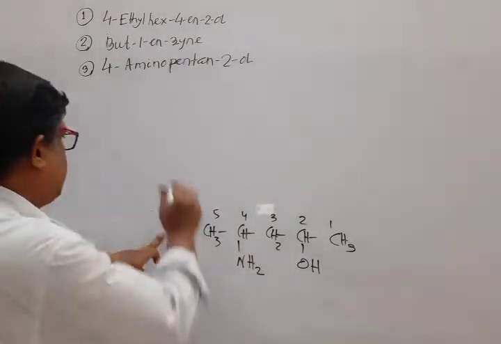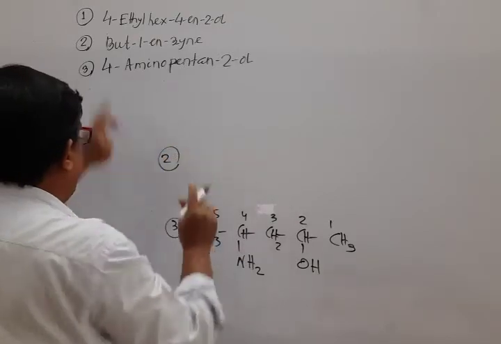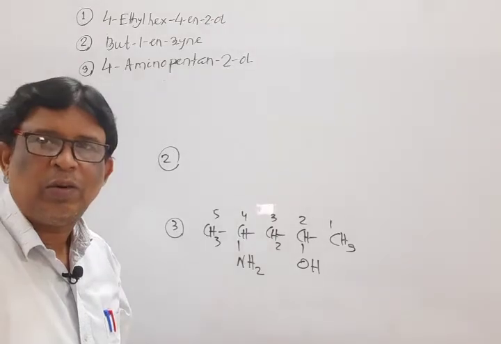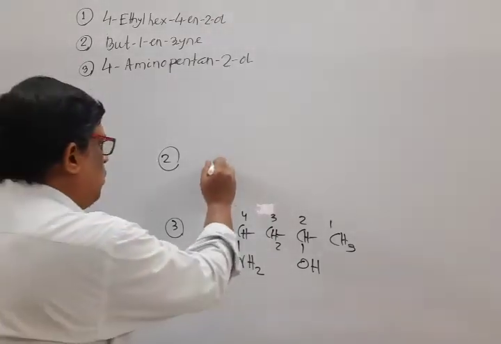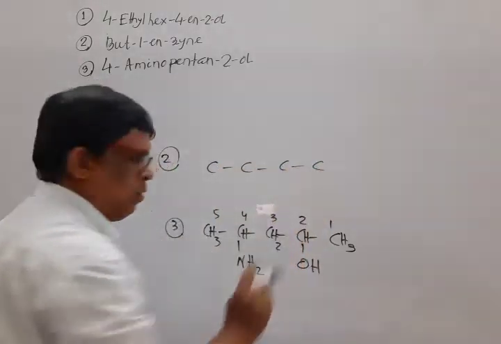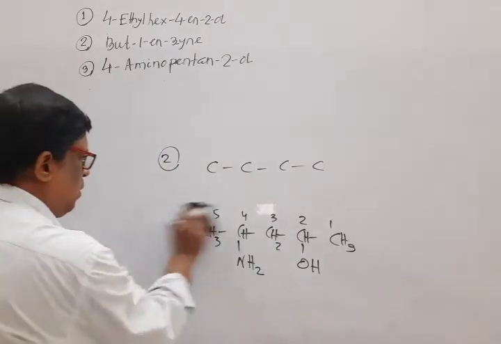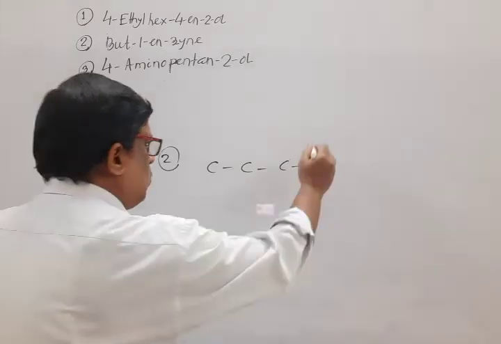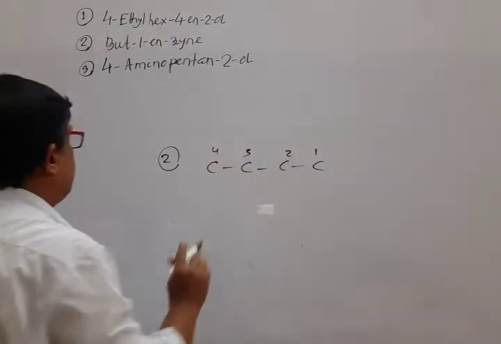Okay, good. Next is but-1-en-3-yne. Which one is the root word? But. 1, 2, 3, 4. Mark that. But means 4 carbon atoms. Then number as 1, 2, 3, 4.